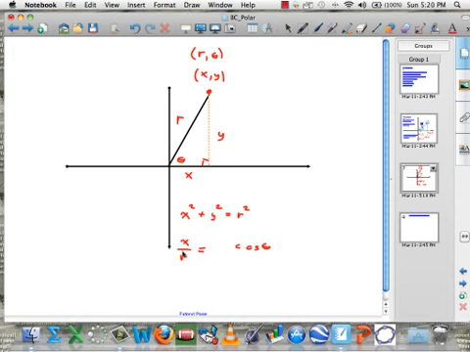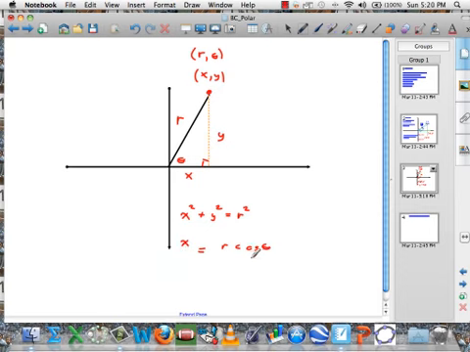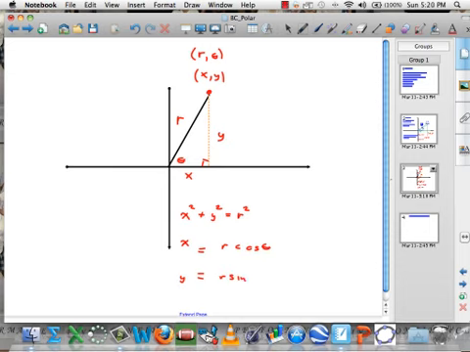Right? Adjacent over hypotenuse equals cosine of the angle. And generally speaking, we write that as x equals r cosine theta, so that I can relate the x-coordinate to both r and theta. And similarly, the y is going to be r sine theta.